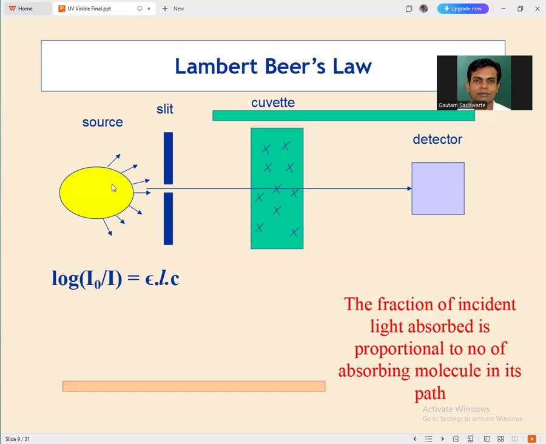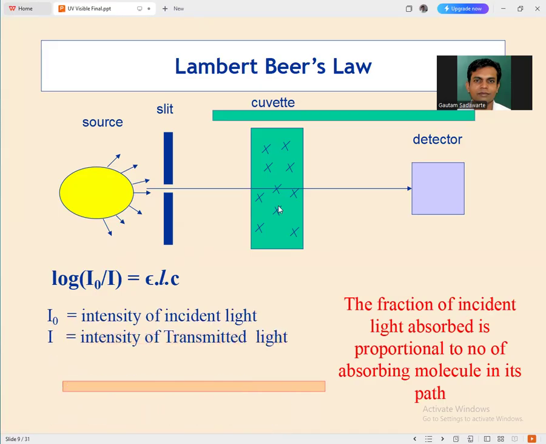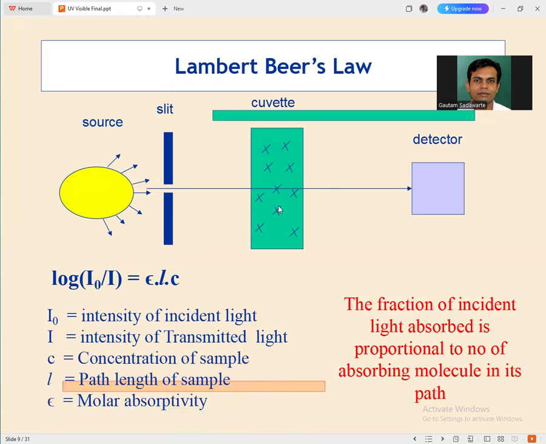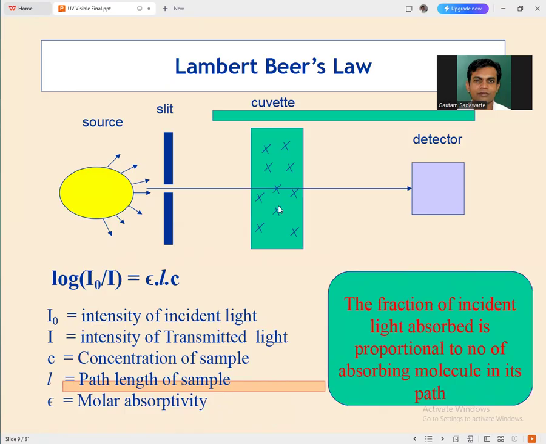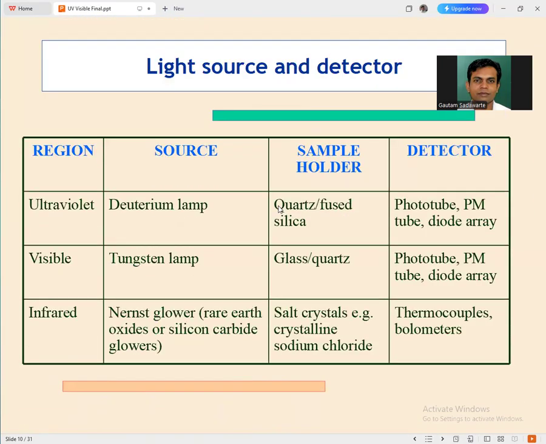The equation is log of I0 upon I is equal to epsilon LC, where epsilon is a constant, L is the path length, and C is the concentration of that particular solution. I0 is the intensity of incident light, I is the intensity of transmitted light, C is the concentration of the sample, and L is the path length of the sample. Epsilon is the molar absorptivity constant, which is fixed in value. So this is the Lambert-Beer law.